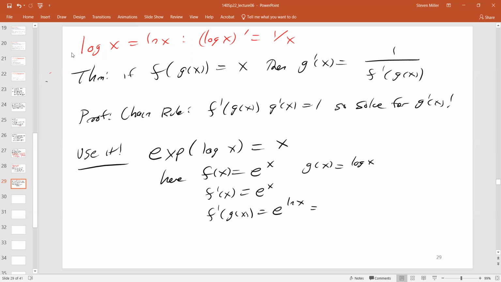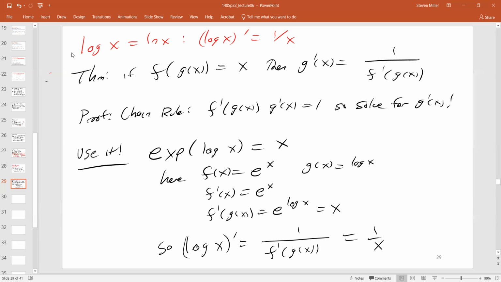What is e to the natural log of x? We raise e by the number of powers of e we need to get x. I'll try to be consistent and write log. So this is just x. So the derivative of the natural log of x is 1 over f prime at g of x, which is 1 over x. So when you did Calc 1, did they tell you where the derivative of natural log of x comes from? Did they tell you why it's 1 over x?